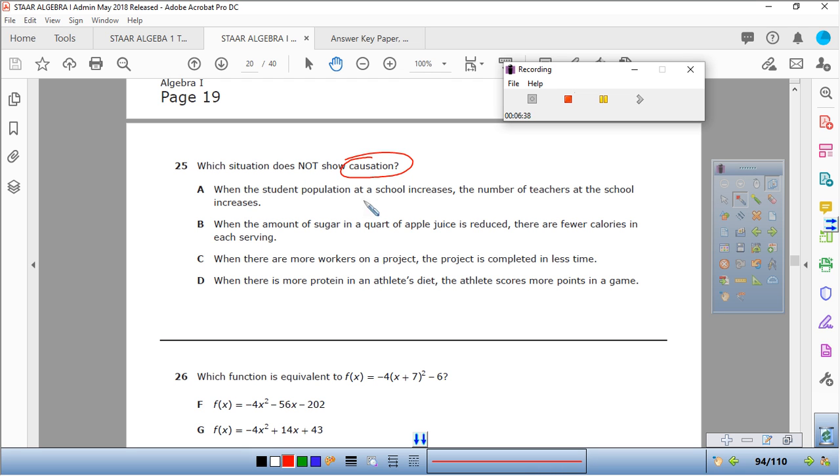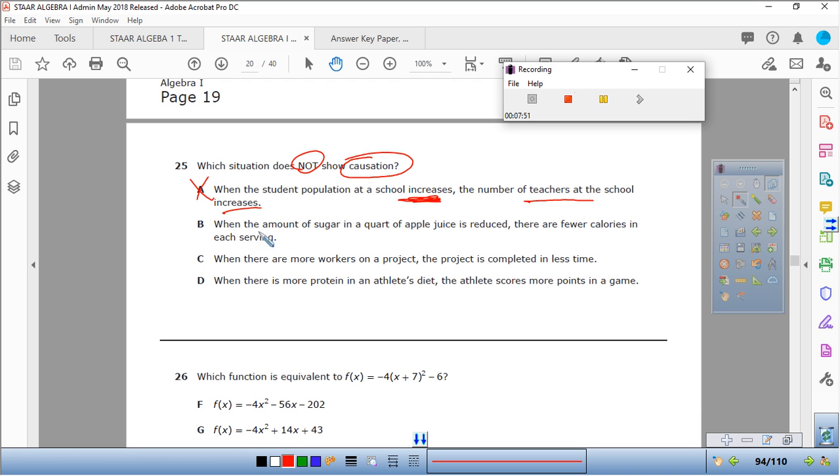Okay, when the student population of the school increases, you think about this. You have a school, and now more students. Now the number of teachers increases. That's a no-brainer, right? You gotta think about it. There's a lot of students, they need more teachers. They can't have their classrooms all packed.